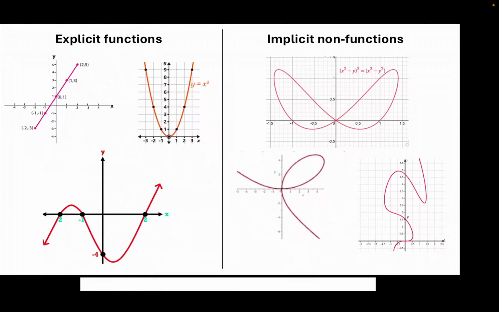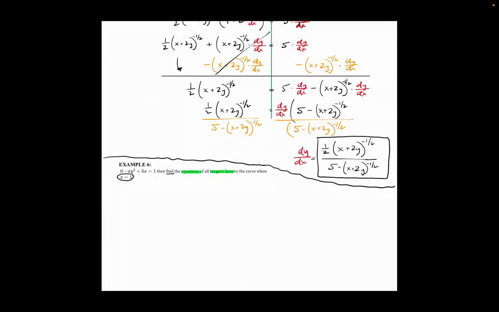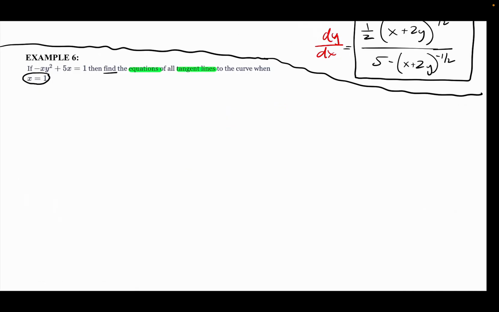Explicit are lines, parabolas, things like that, right? Non-functions, things like this, okay? So that's the difference between them. Still use the same exact rules. There's no extra rules that we haven't learned. We've learned all the rules: product rule, power rule, quotient rule, chain rule. That's it. Those are all the rules you're going to use for derivatives.